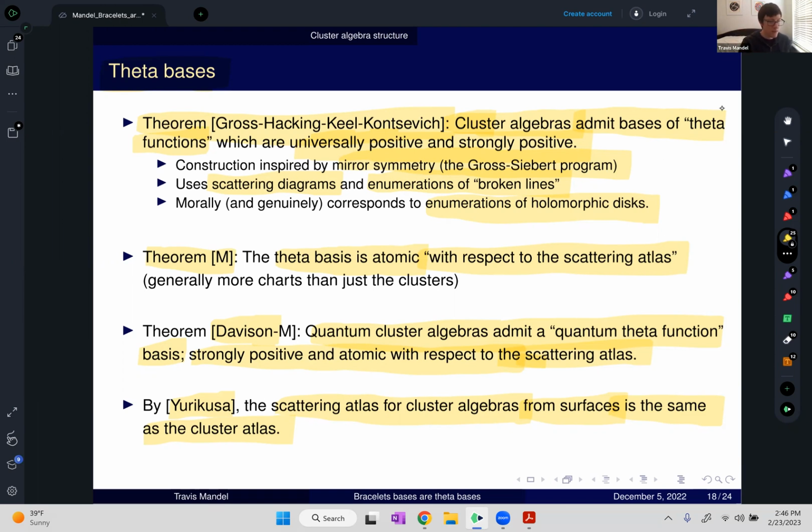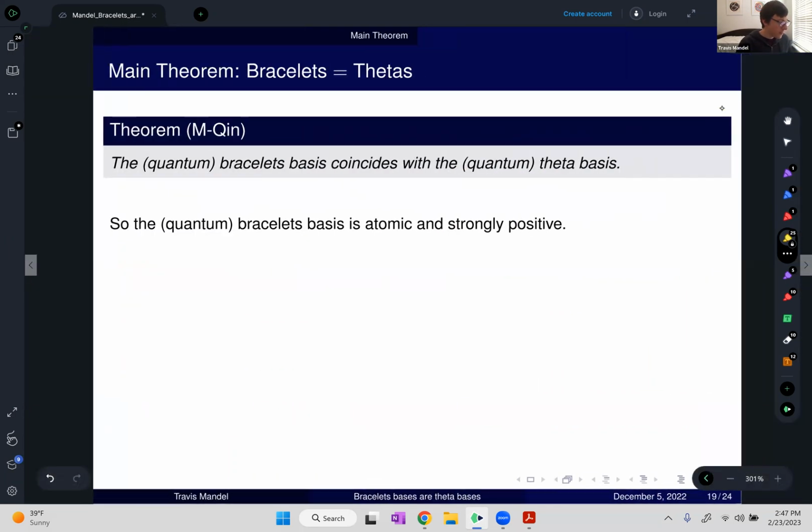Yanzu had looked at this in her thesis. In the case of the once punctured torus, you have two cluster structures. In fact, for any once punctured closed surface, you have two cluster structures. But in other cases, you only have one, and that exactly matches up with the scattering atlas. So now the main theorem, the main result with Van Chin, is that the quantum bracelet basis coincides with the quantum theta basis. So then, as an immediate corollary, the quantum bracelet basis is atomic and strongly positive.